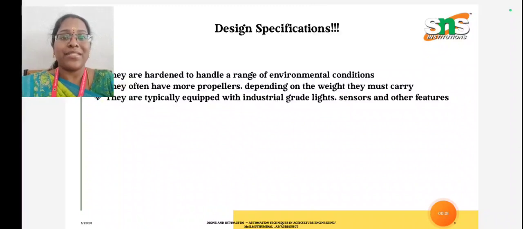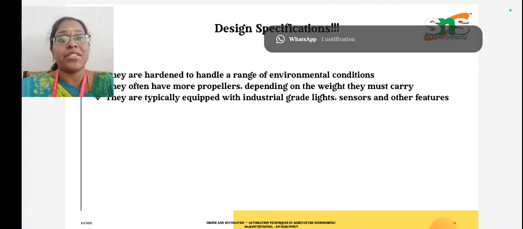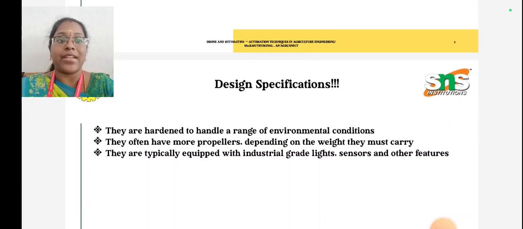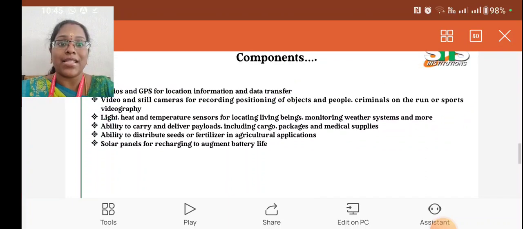Good morning all. Today we will see something about the topic on drones and applications. What could be the design specifications that we have to follow? In yesterday's class we have seen something about the components that are necessary for drones. I hope everyone is remembering that. So what are the components that are necessary?